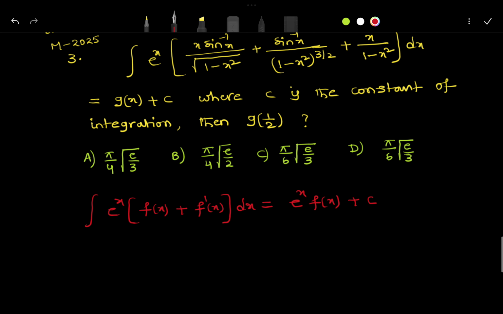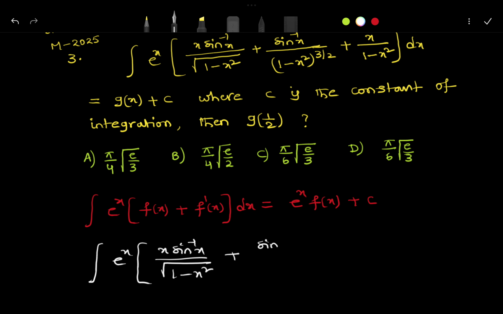Now you see, according to the given question, what is the given question? Integration of e to the power of x into [x into sine inverse x, whole divided by root of 1 minus x square, plus sine inverse of x, whole divided by (1 minus x square) whole to the power of 3 by 2, plus x by 1 minus x square].